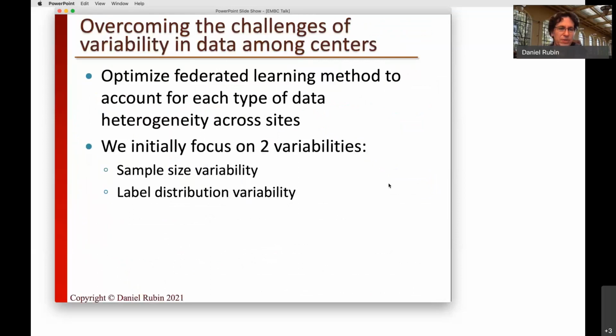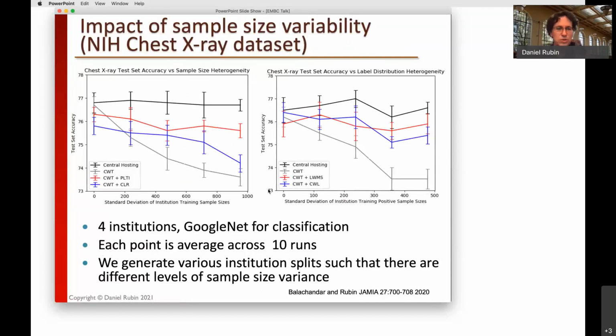We have been working on methods to overcome this variability. One can do that by taking into account, in doing the federated training, local variations, looking at how many cases and what distribution of labels you have, and taking into account through a variety of different methods to refine the training to account for those variabilities. We've been focusing so far on variability in sample size and variability in the label distribution. So we'll go back to those 2 graphs and add in, now we have black and gray for the original graphs, and we've added in 2 different methods for trying to account for that variability. And you can see that's starting to improve the performance. For both sample size heterogeneity and label distribution heterogeneity, we're recovering some of the performance, but still not completely recovering what you'd be at in terms of central hosting as you introduce more and more heterogeneity across the sites.